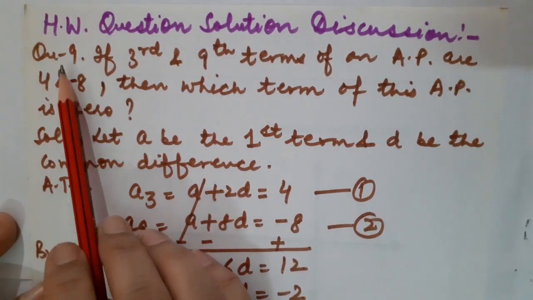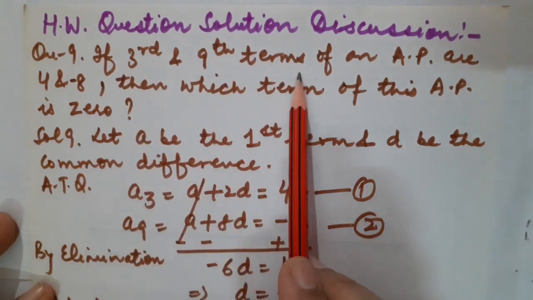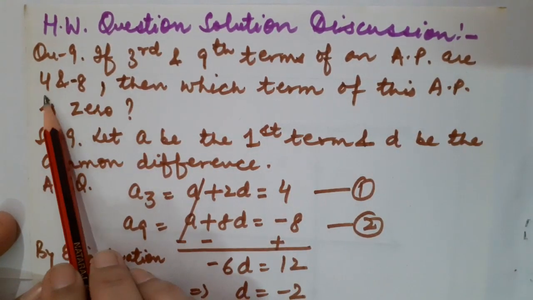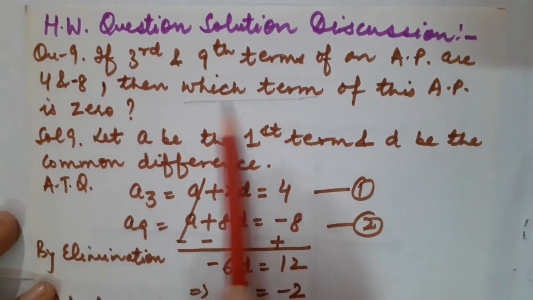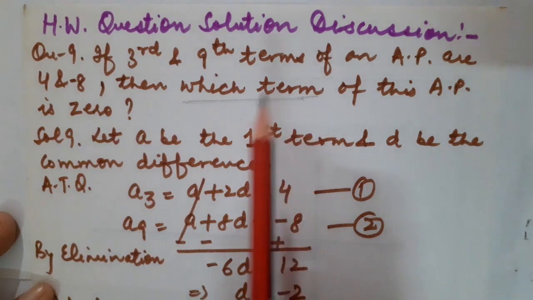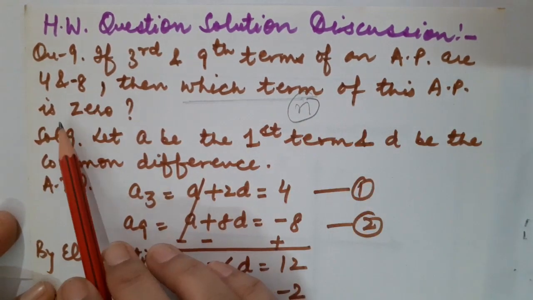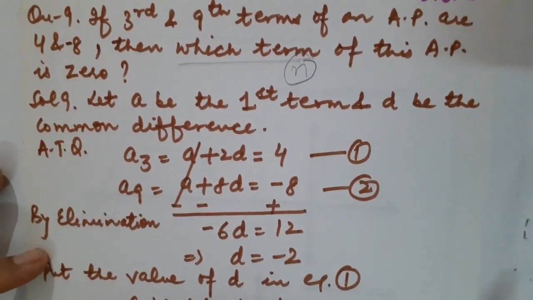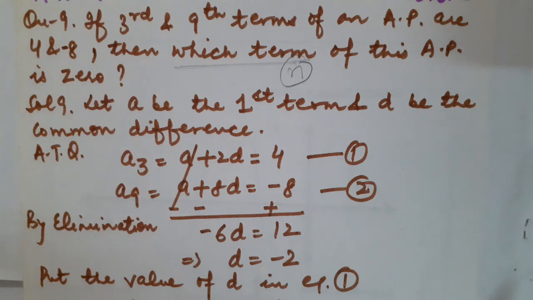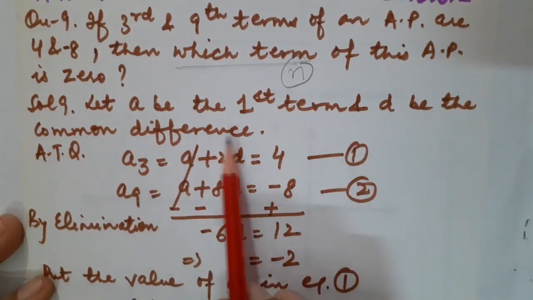So this is question number 9 of the same exercise, that is 5.2. If third and ninth term of an AP are 4 and minus 8, then which term of this AP is 0? What we have to calculate? Correct. We will have to calculate n, for which the nth term of this AP is 0. So let us start. Because we will not be having the AP given, definitely we will have to assume the first term and the common difference. So let a be the first term and d be the common difference.